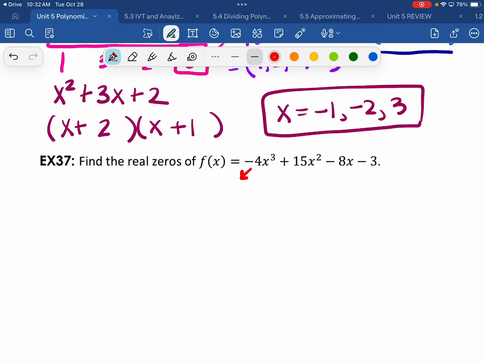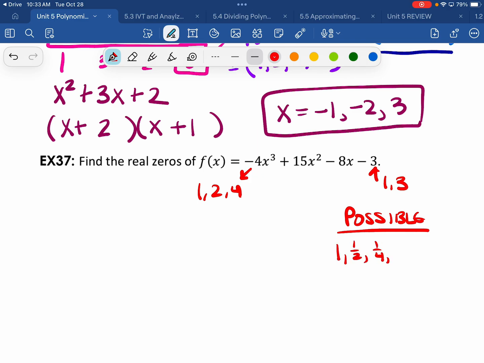All right, so what are the factors of 4? 1, 2, and 4. What are the factors of 3? 1 and 3. All right, so my possible zeros: 1, 1/2, 1/4, 3, 3/2, 3/4. And none of those are repeating, and they're all technically plus or minus.